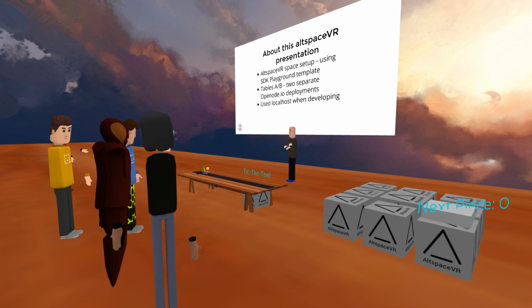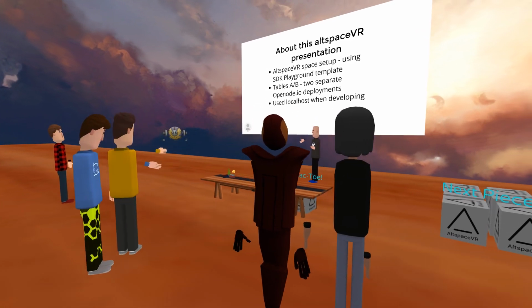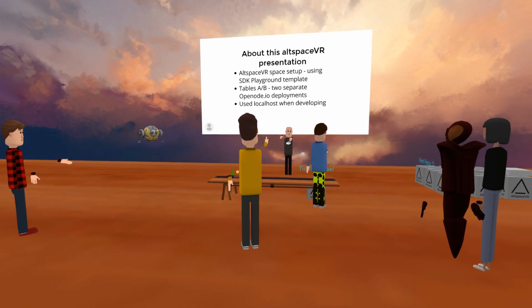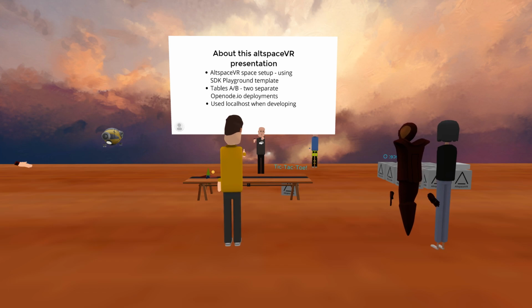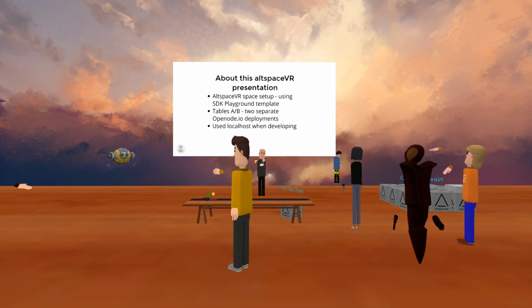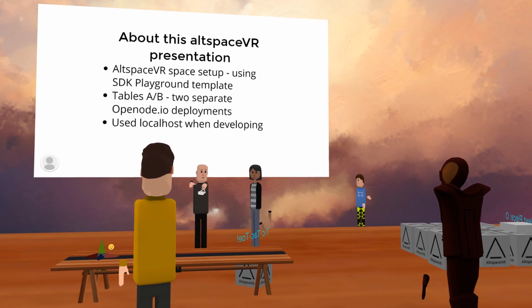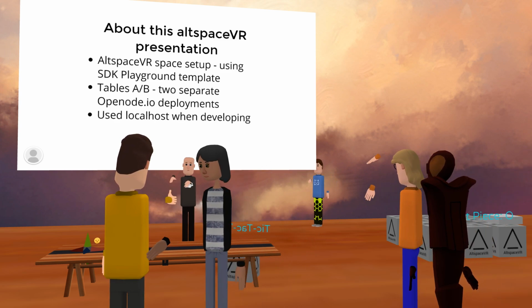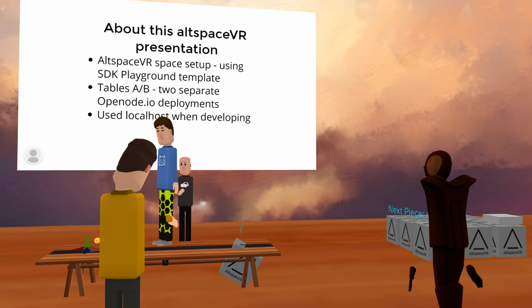About the presentation here, I'm using the SDK Playground as the template for this space for the one reason that it has real-time lighting in here. Not all of the spaces do, and this one I knew did, so that the SDK things that we're building here look much nicer. You can see the light changes as the cube is spinning underneath the table, right down there.